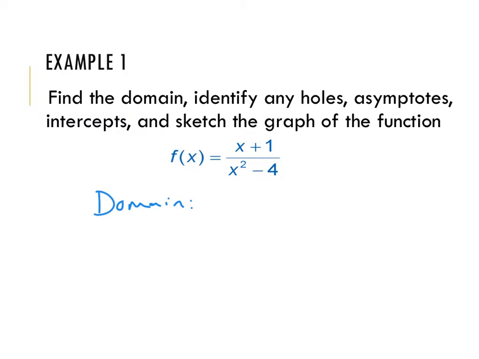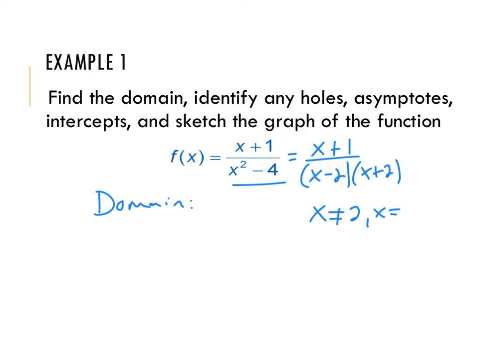So in this case, the numerator is still x plus 1, but if we factor the denominator, that's a difference of squares. So that would factor into x minus 2, x plus 2. This means that x cannot equal 2 or x cannot equal negative 2, because if we sub them in, we get an undefined value, dividing by 0.